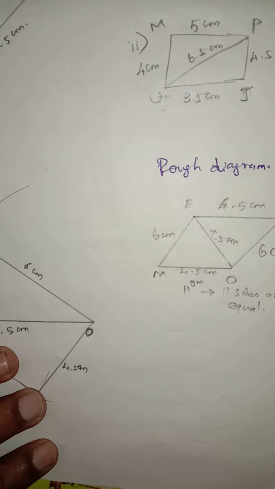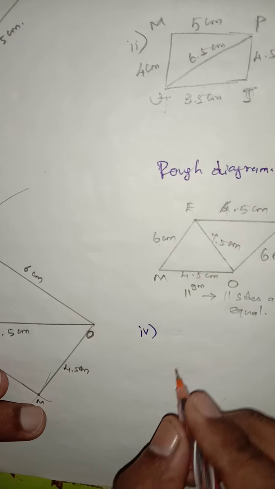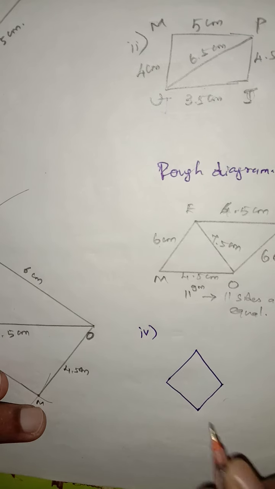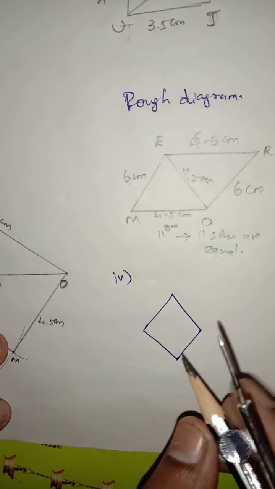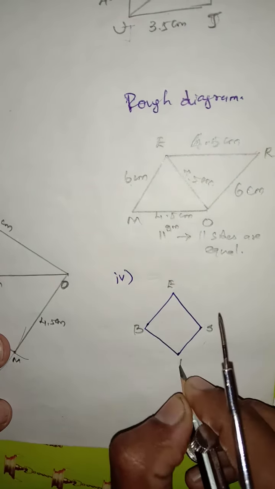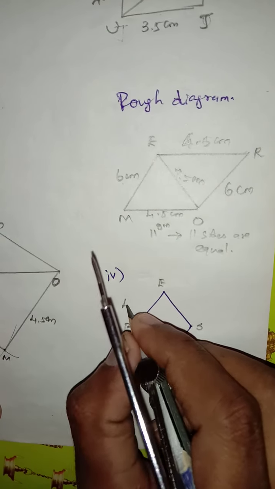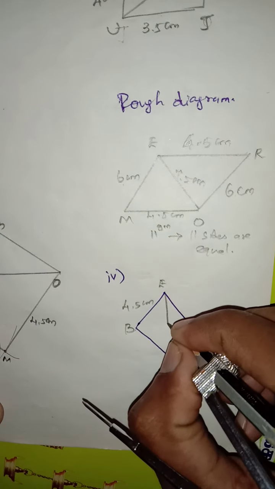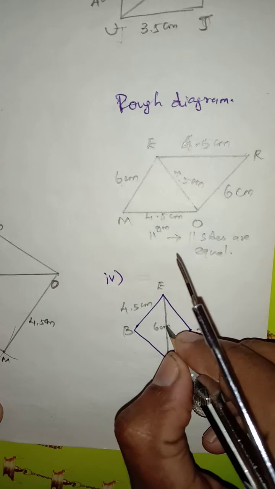And I'll explain the fourth question. The fourth one is a rhombus. What is the property of a rhombus? Rhombus means all the sides are equal. They gave the name as BEST. In this, BE is 4.5 centimeter, and ET is 6 centimeter. Only these two values are given.